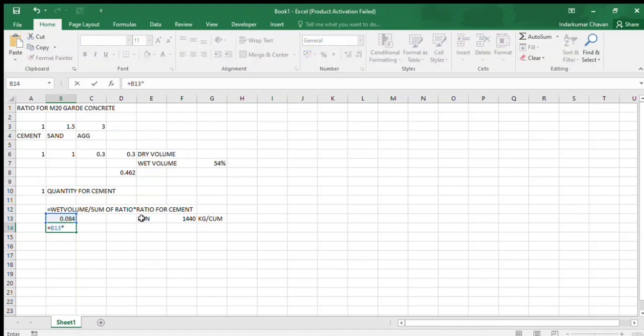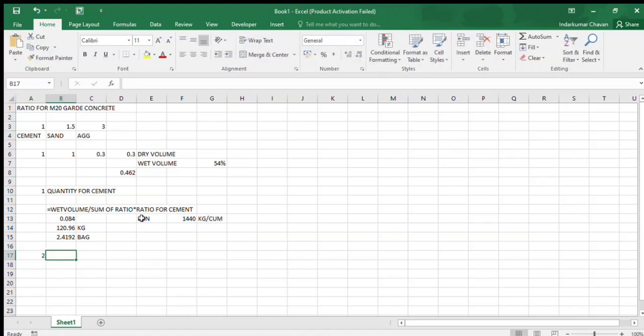This is multiplied by 1440. So for 0.3 cubic meter I require 120.96 kg of cement. But I need that cement quantity in bags, so just divide the kg by 50. So I require 2.4192 bags for 0.3 cubic meter of concrete.